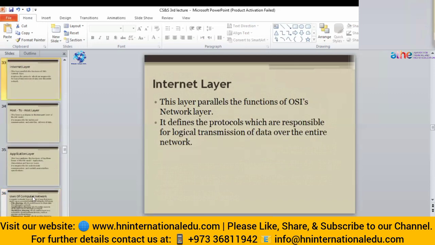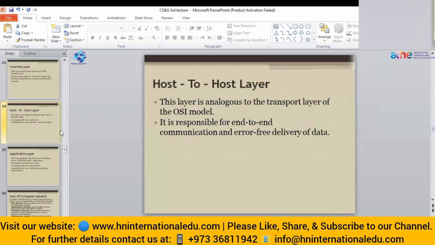Now the internet layer. This layer is parallel to the function of the OSI model's network layer. It defines the protocols which are responsible for logical transmission of data over the entire network and from one network to another network. Host to host layer. This layer is the combination of the transport layer of the OSI model. It is responsible for end-to-end communication and error-free delivery of the data.